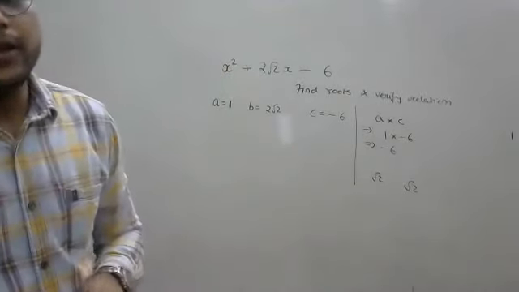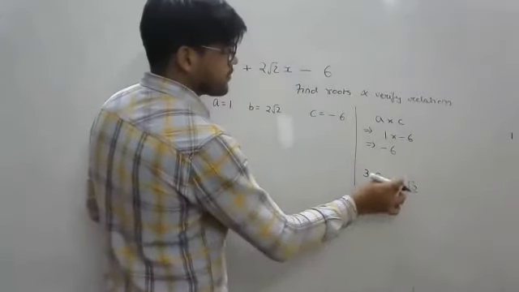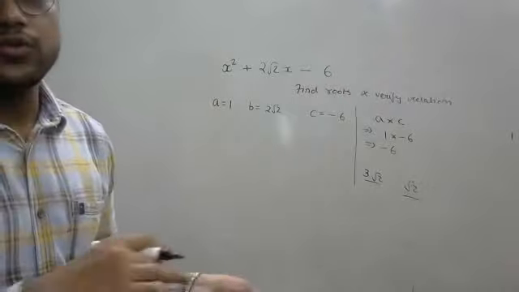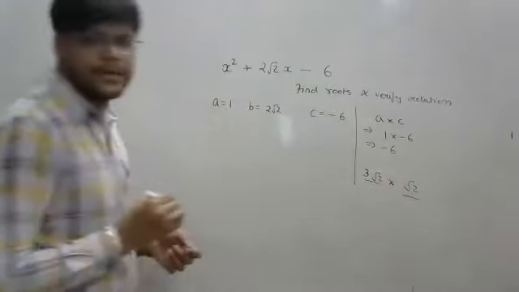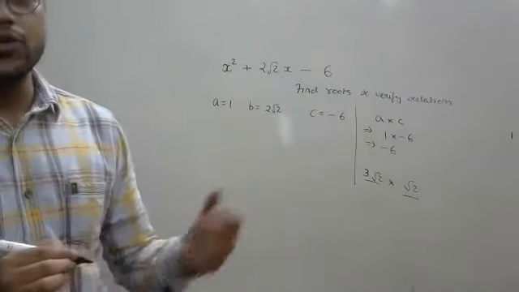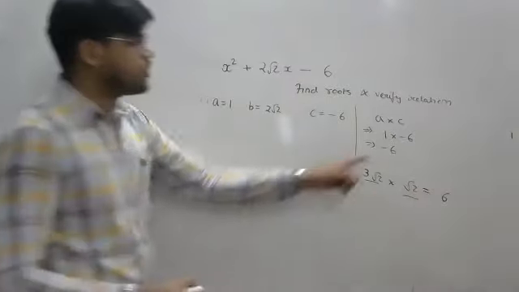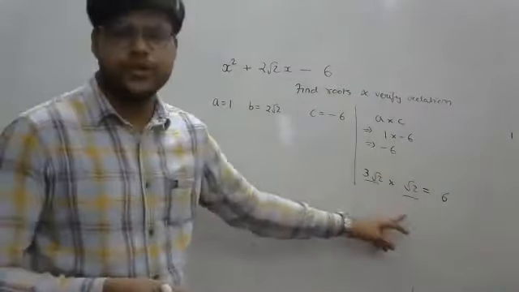So 3 is remaining. So here what you can do is 3 and 1. You can take two terms, 3 root 2 and root 2. Now just verify. If you multiply these two terms, 3 root 2 and root 2, the final answer, your product would be 6. But again, you need minus 6. 3 root 2 into root 2, see, root 2 into root 2 is 2 and 2 into 3 is 6.